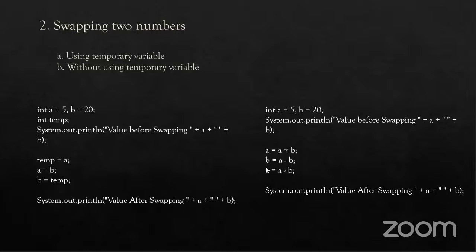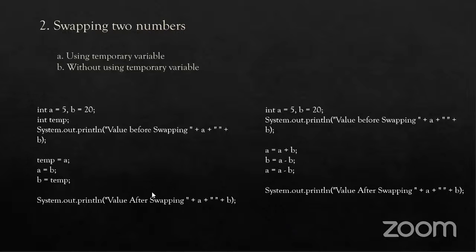Okay, so without using a temporary variable, we are adding two numbers and assigning the result to a, and then subtracting the numbers and assigning to b, and again subtracting and assigning to a. Then after printing, we'll get the value a equal to 20 and b equal to 5.